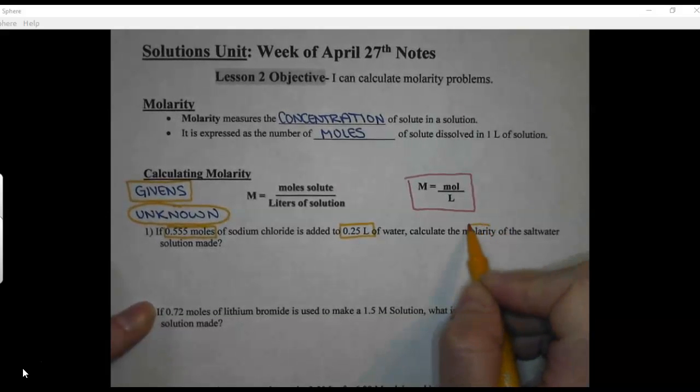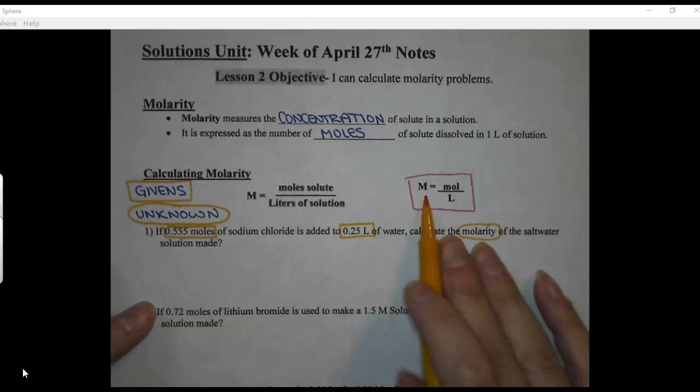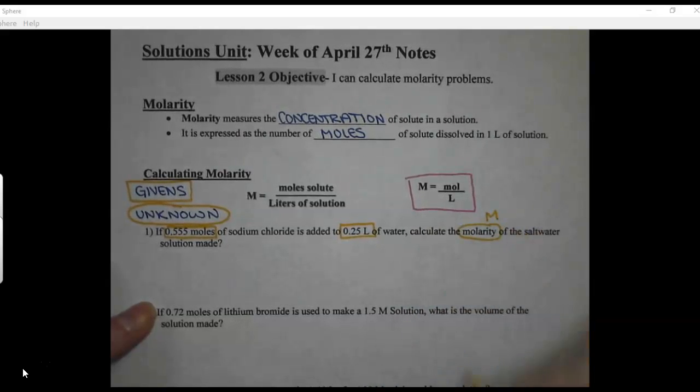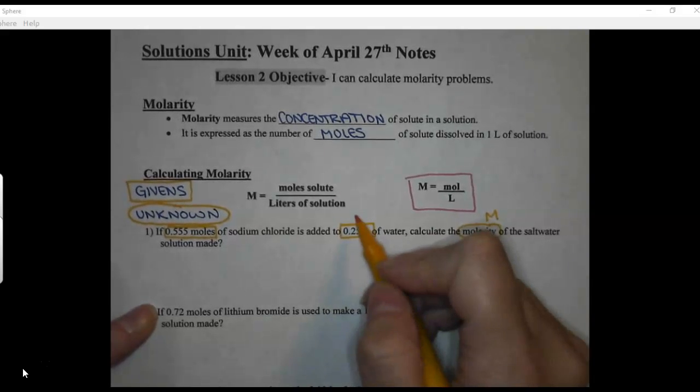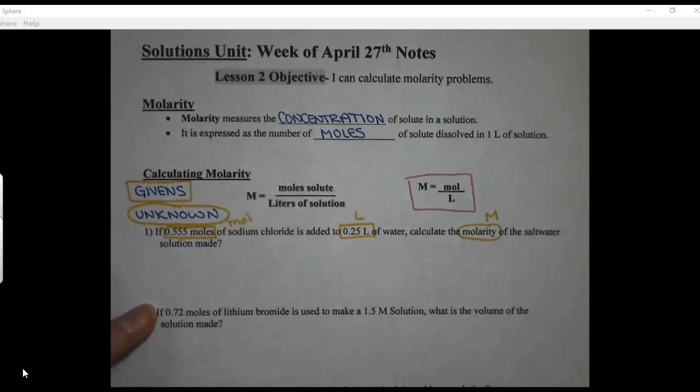Now I see 2 givens, and it asks me to calculate the molarity of the saltwater solution. So my unknown, what they're asking me, is for molarity. Now I can already see how these are going to fit into my equation. They're asking me to find molarity, which we abbreviate with capital M. They give me the volume, liters, right here, and they give me moles, M-O-L, like that.